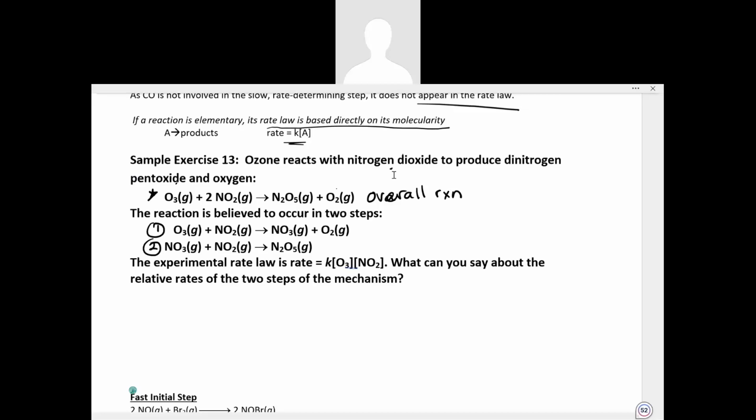So what we can infer here from this proposed mechanism is that if the experimental rate law shown is this, we're asked to make some determination about these relative rates from the 2 steps in the mechanism. So we can infer then that step 1 must be our slow step, because that is what our experimental rate law is determined to be. So again, based on that, we would say that step 1 is our slow step, and this is also our rate determining step.